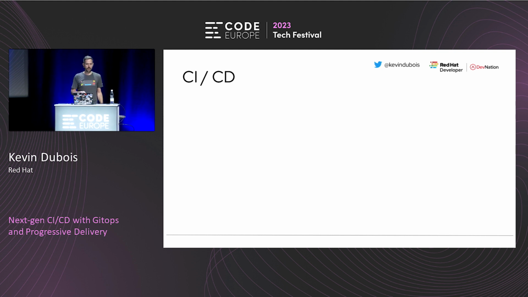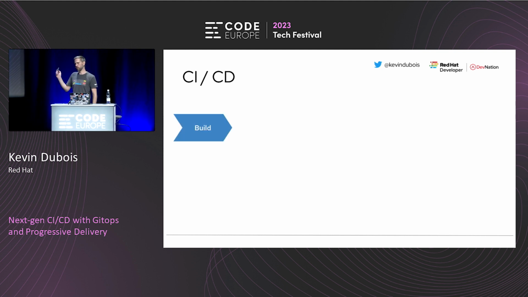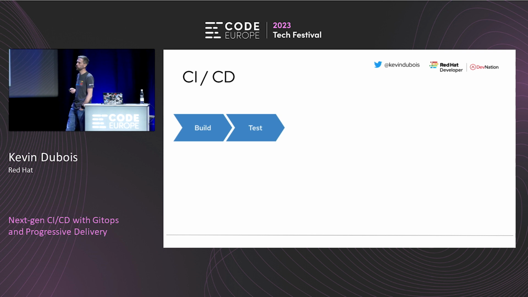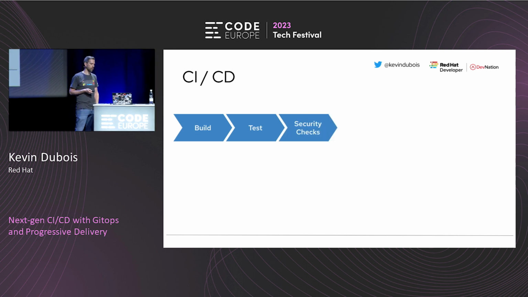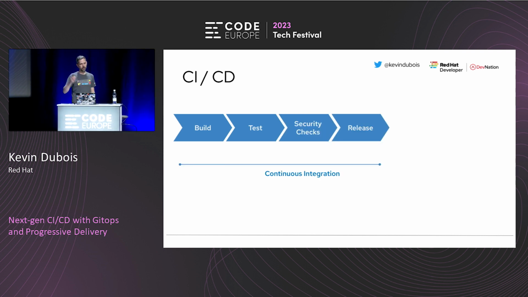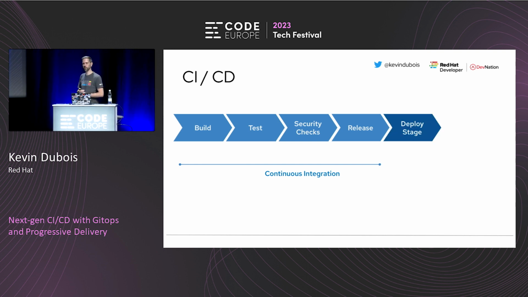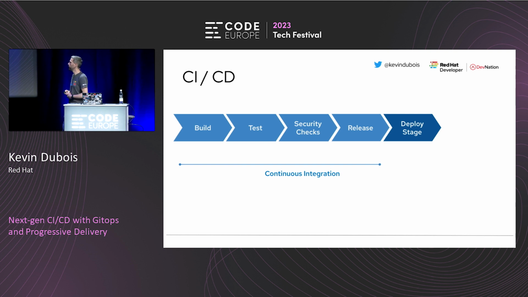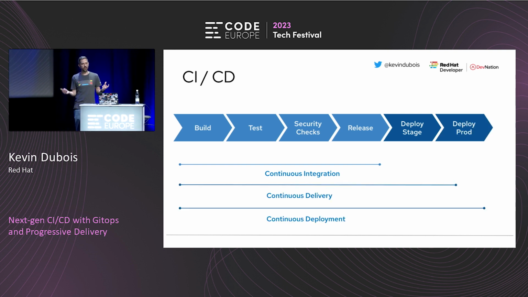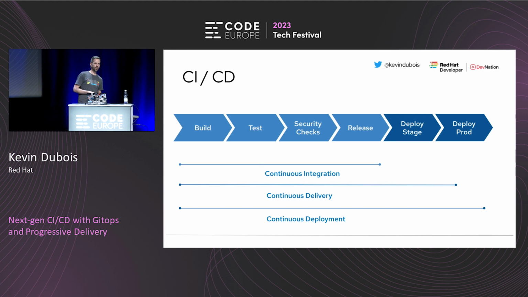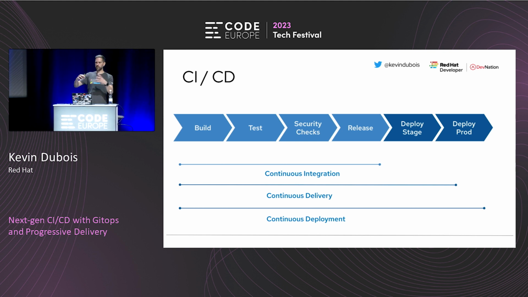So CI/CD, of course, can help with that. You will build your code, you'll do some testing, maybe some security testing, and then you'll have your code built and ready to go. That part is part of the continuous integration, as I'm sure most of you are familiar with. And then you'll deploy to staging and production in some way. That continuous cycle is called continuous delivery and continuous deployment.